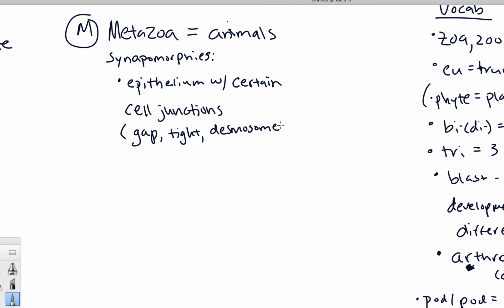Those are animal specific. You can look those up in chapter 4 if you want to see what they are for. But overall, this kind of stuff is going to allow multicellularity and the communication between cells. Gap junctions in particular are involved with neurons. Those are important things for an animal to be able to do.